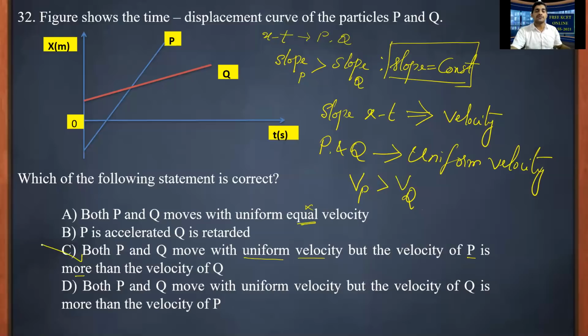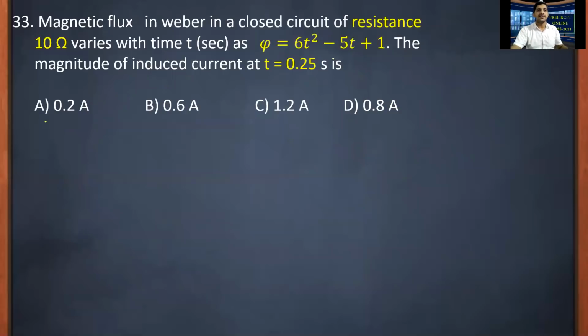Yes, this must be the answer C. So both P and Q move with uniform velocity, but velocity of Q is more? No, Q has a slope lesser. So velocity of Q is lesser than the velocity of P. So the option must be C1. Right.